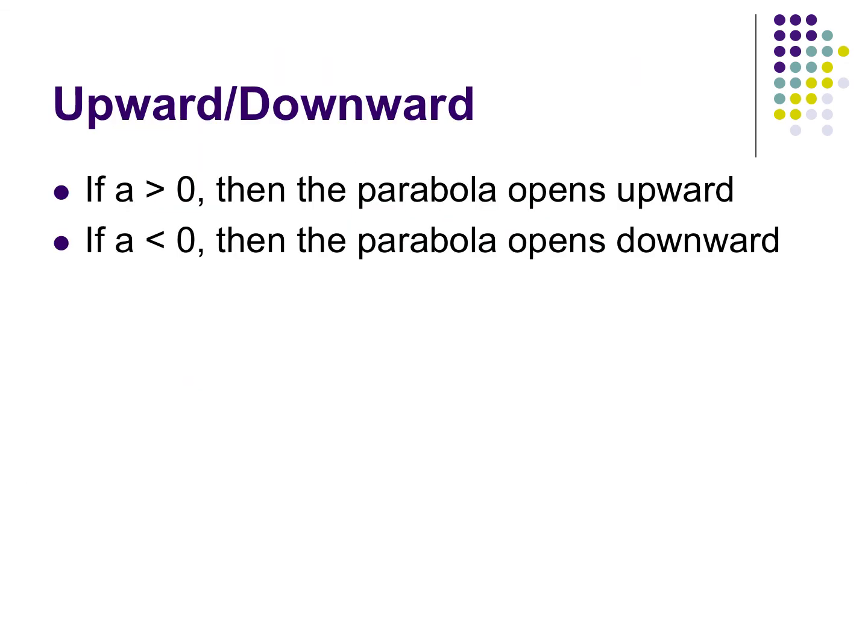Okay, this is what I just said. If the a is greater than zero, so this means it would be a positive x squared, then my parabola opens upward. If the a is less than zero, so it'd be a negative x squared, then my parabola opens downward.